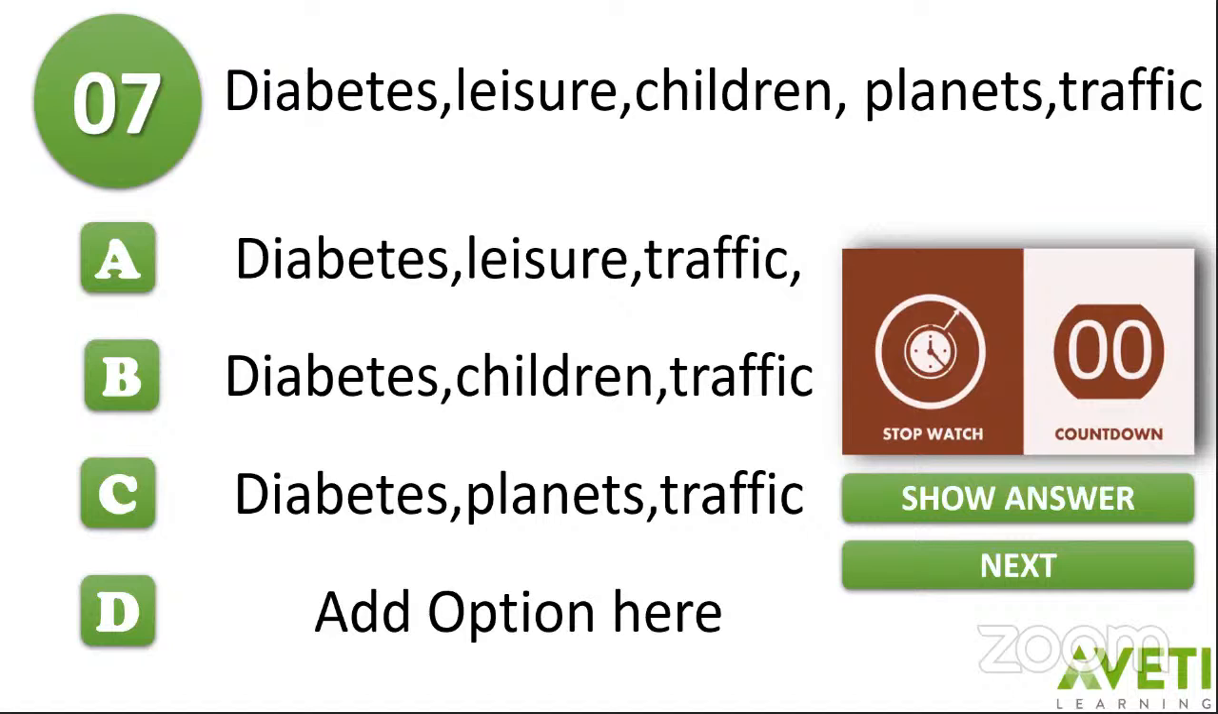All right. Now let me give you the right answer. The right answer is option A: diabetes, leisure, traffic. There is one very easy hint to identify countable or uncountable. With countable nouns you can add a, an, or any number like 1, 2, 3, 4. With uncountable nouns you cannot do that. For example, with diabetes you cannot say a diabetes, or 1 diabetes, or an diabetes. Similarly, with leisure you cannot say a leisure or 1 leisure. With traffic you cannot use them either.